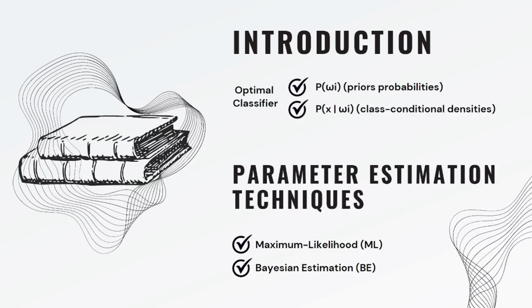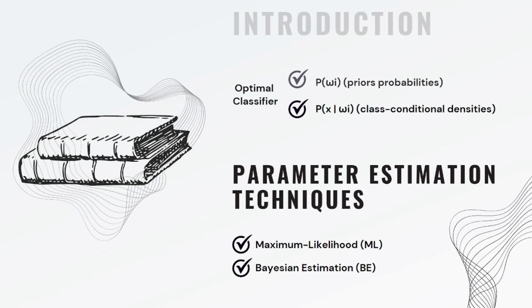First of all, when designing an optimal classifier, it is necessary to consider two conditions, that is prior probability and class conditional density. However, in practice, we may not have complete knowledge of these conditions. This is where parameter estimation techniques come into play. The two most common techniques for parameter estimation are maximum likelihood and Bayes estimations.